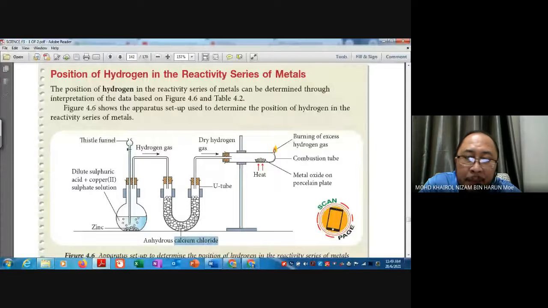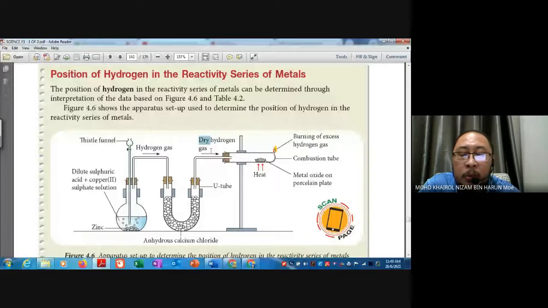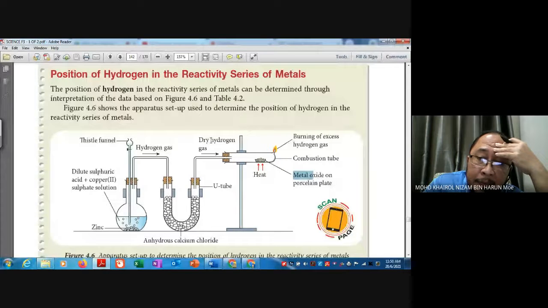So when passing through the calcium chloride and entering the next delivery tube, we will get dry hydrogen gas. This one, dry hydrogen gas. Because we don't want this metal oxide to react with hydrogen gas that is wet, that has water attached along, because the reaction will be different. That's why we have to make sure that the hydrogen gas we use in the experiment is dry. No water is brought along.